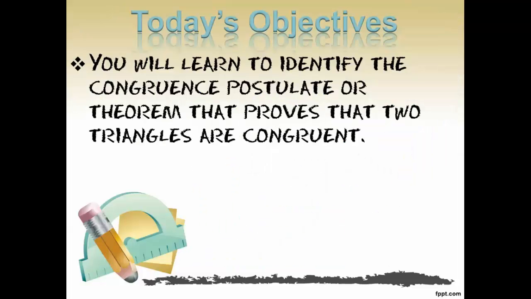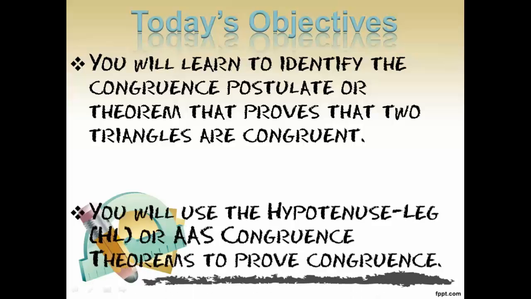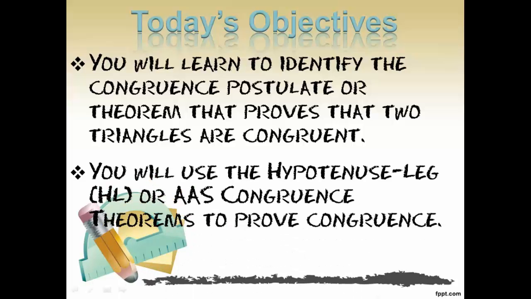Today's objectives: you're going to learn to identify the congruence postulate or theorem that proves two triangles are congruent. And you're going to use the hypotenuse leg, which is HL, or the AAS congruence theorems to prove congruence.